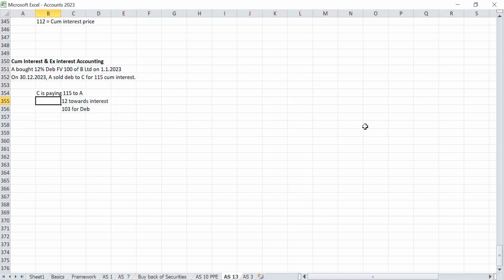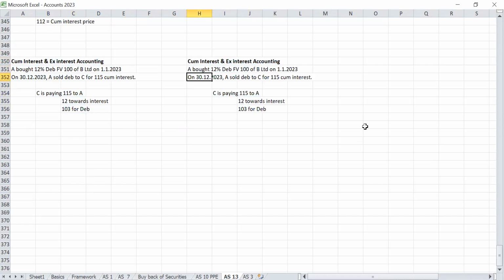In the cum interest, the interest portion is fixed at 12 rupees. For 12 months interest is 12. Then debenture value will be 103. Like that. In this question, I'm changing the question: on 30th December, A sold the debenture to C for 98 X interest. Anyway, buyer has to pay to the seller the entire amount of interest. That is the concept. But the price quoted is different.